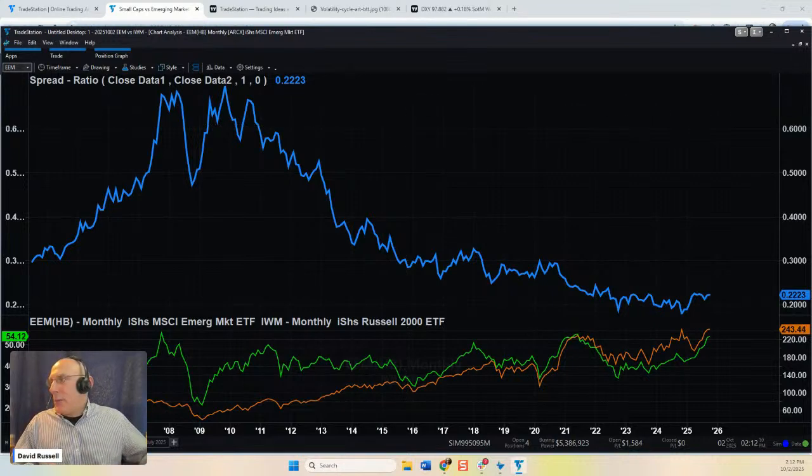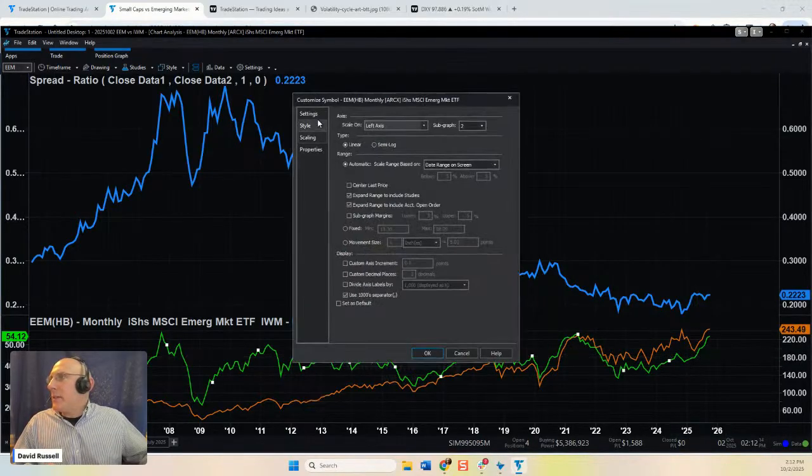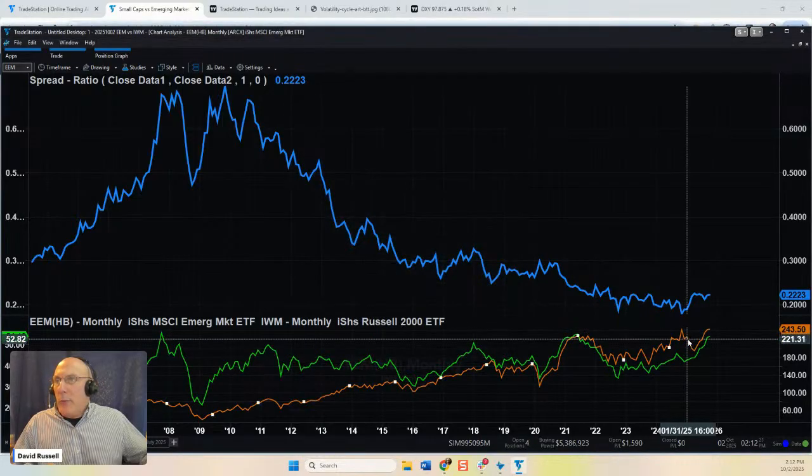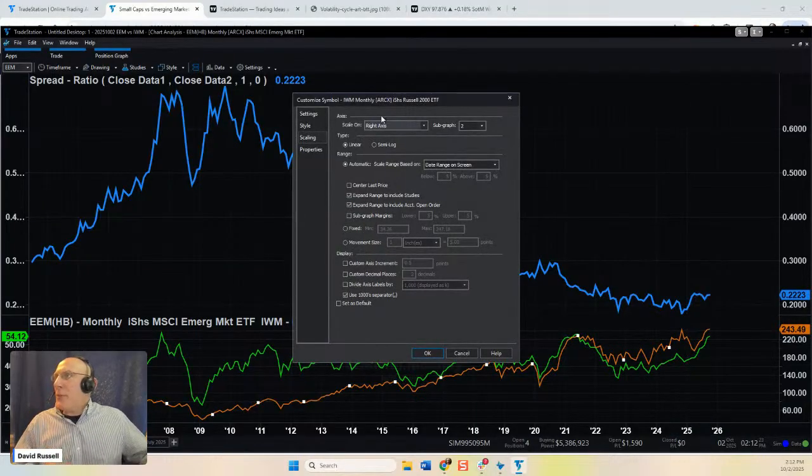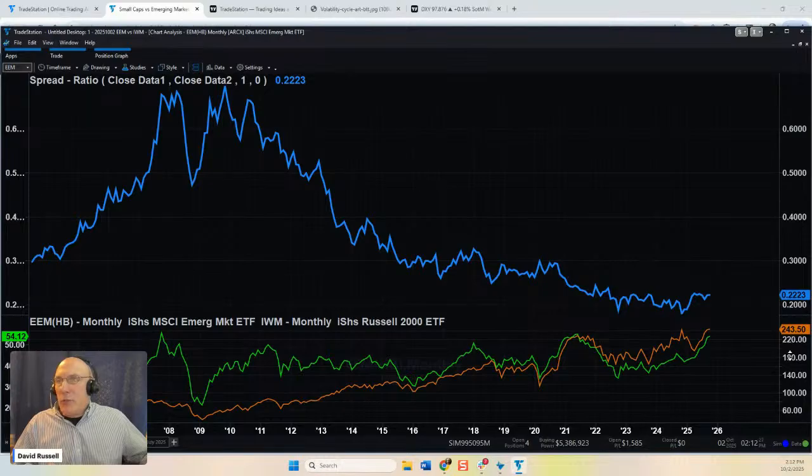And I put them on different axes. So you can see that the scaling on the EEM is set to the left axis, and the scaling on the IWM, which is this amber one, I put on the right axis. So you can see here that way I can have this one in the 220s and this one in around $50, and you can have them on the same chart without the issue of the axes conflicting and everything looking different and crazy. They can look nicer on top of each other.